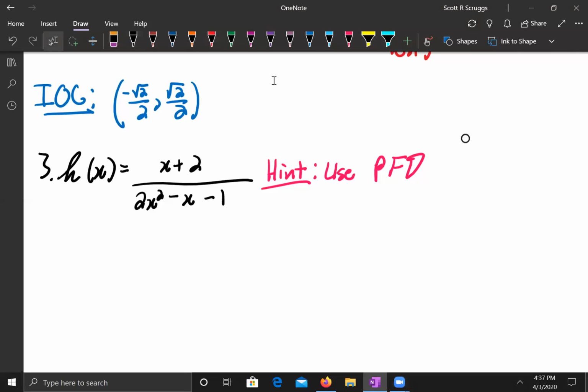So in this case, we're not taking the integral. We're just doing partial fraction decomposition to separate h of x into two things that look similar to 1 over 1 minus x. That's our goal. So we're not taking an integral here.